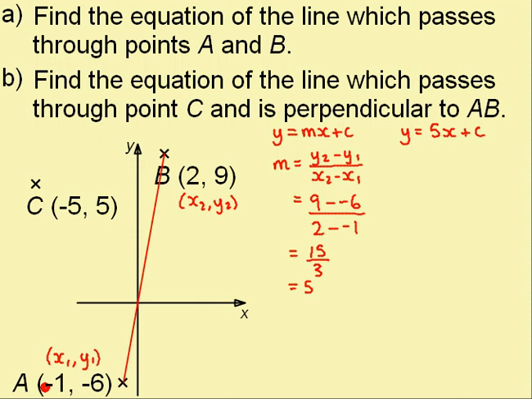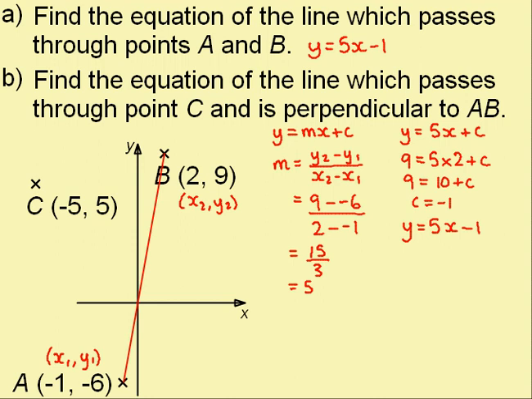Now to find c, I need to use either of these two pairs of coordinates. I'm going to use this one because I don't like the negatives. So here, y is 9 and x is 2. So I get 9 equals 10 plus c. That tells me that c is minus 1, so my equation is y equals 5x minus 1. And this is the answer to part A.